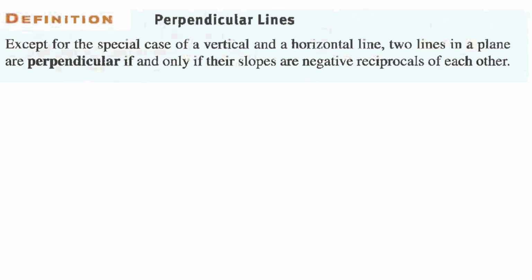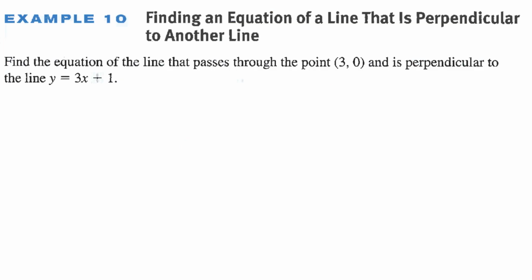And lastly, we'll talk about perpendicular lines. So perpendicular lines have negative reciprocal slopes. So if one slope is 1 over 5, the other is, flip that over, make it negative, negative 5. If one is 2 over 3, the other slope is negative 3 over 2. Flip and make negative. Okay, so we pass through the point 3 comma 0.